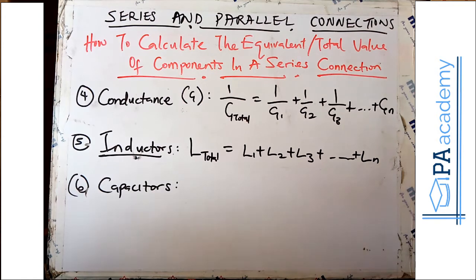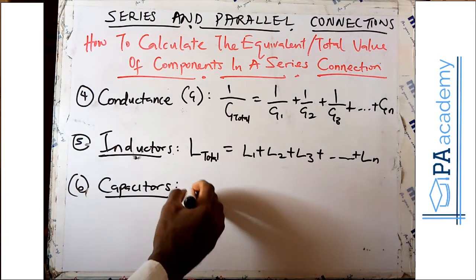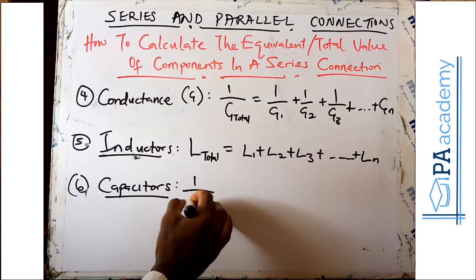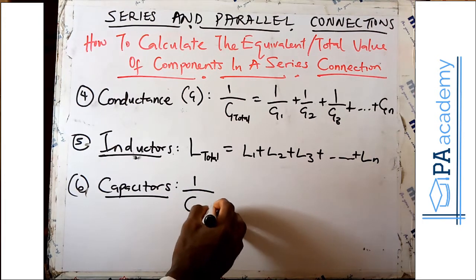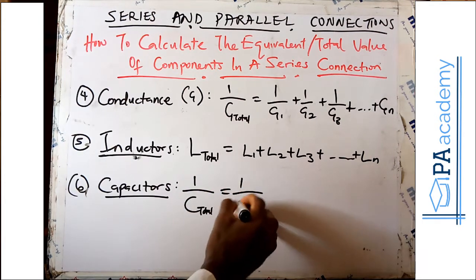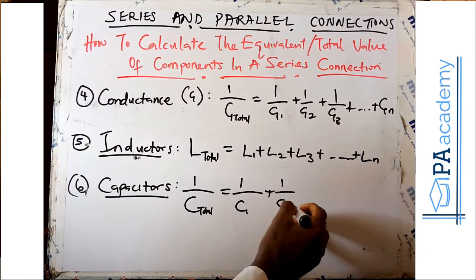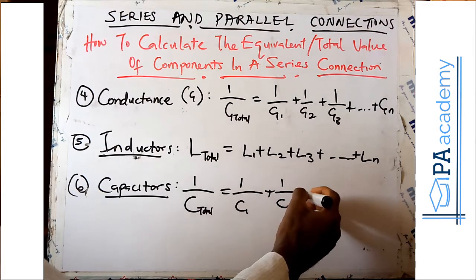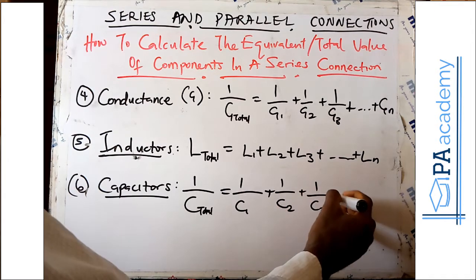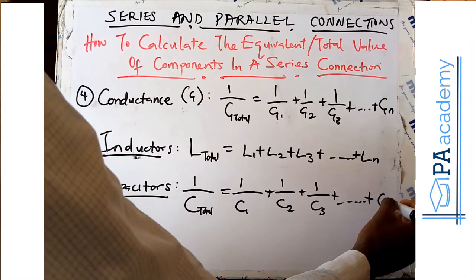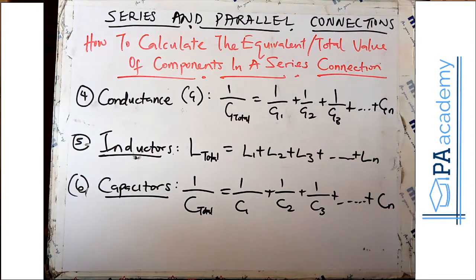So let's look at another one, which is that of the capacitor. If you have capacitors in a series circuit, don't forget we are looking at series, and you want to calculate the equivalent or total capacitance in that series circuit, that will be 1 over C total is equal to 1 over C1 plus 1 over C2, which is the second capacitor, plus 1 over C3 plus, depending on the total number of capacitors that you have in the circuit. So that is what I want to cover under series.